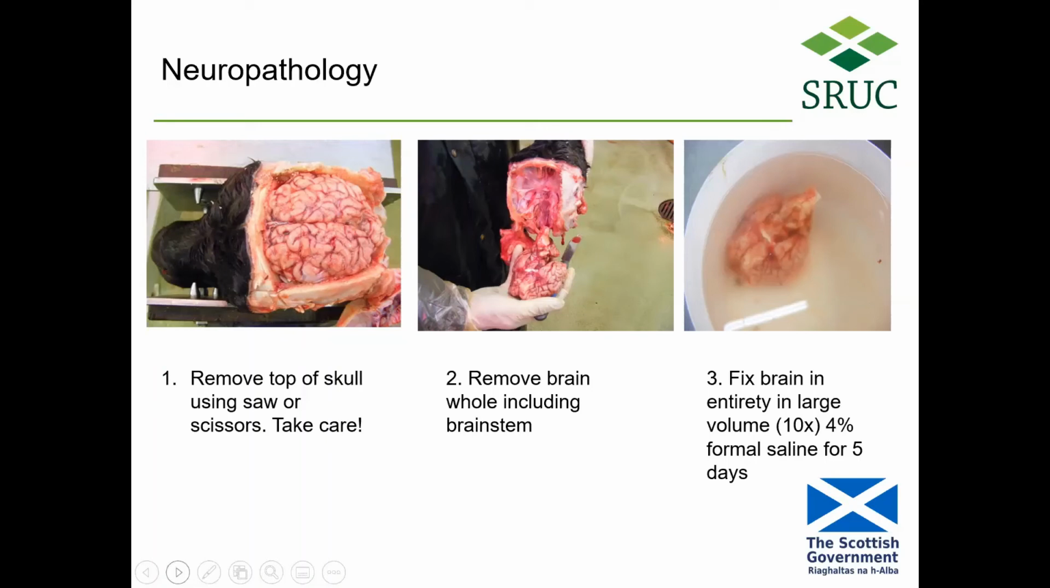Again, it's basically 3 cuts to remove the top of the skull off. Sometimes if it's a really immature fetus, then you can actually use scissors to get through it. Remove the whole brain, including brainstem, and fix it. That's what we really need, the brain to be fixed for histopathology. And what a lot of vets in practice will do is hold those tissues in the practice, not submit them necessarily, but just keep them.